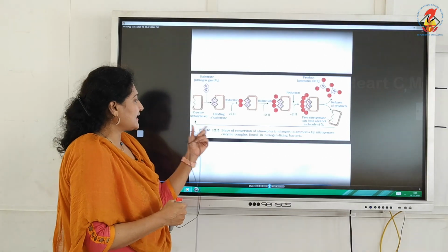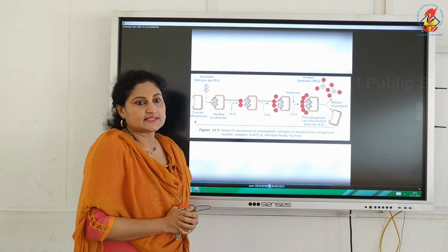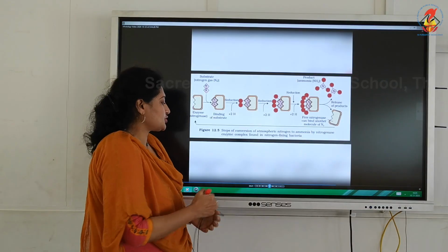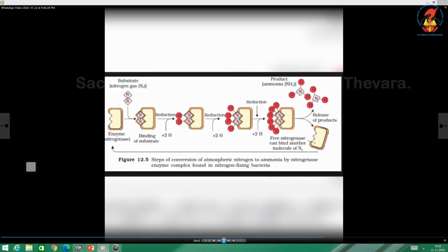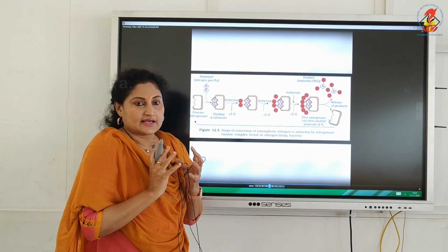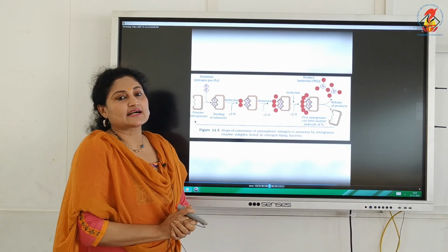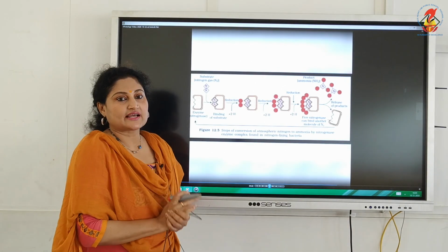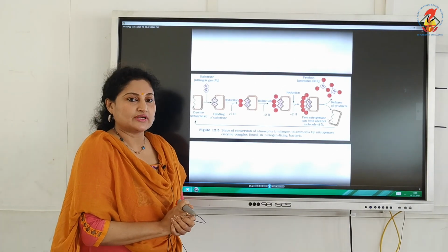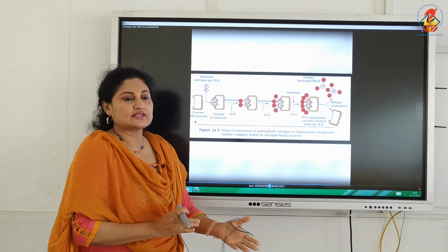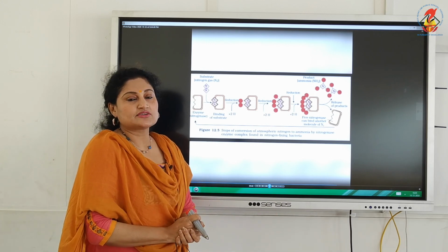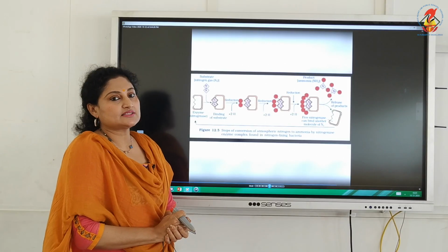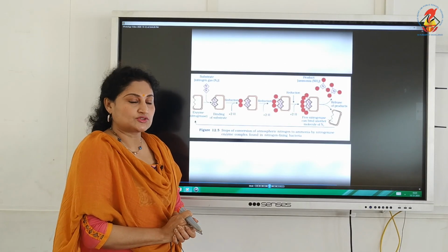Now this is a very good example of the enzyme nitrogenase. This is with reference to chapter 12 of your textbook. It is figure 12.5. With reference to this figure, it is the action of the enzyme nitrogenase, and this particular enzyme catalyzes the conversion of the atmospheric nitrogen into two molecules of ammonia. Very, very popular example. We are learning right from the lower classes nitrogen fixation in leguminous plants, which is undertaken by the bacterium called Rhizobium.